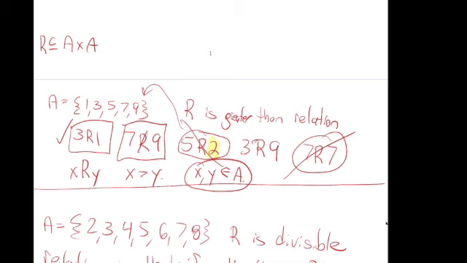3 related to 9? Nope, because 3 is less than 9. That's right. So for this one, there should have been 2 correct answers. Sorry about that. Any questions?